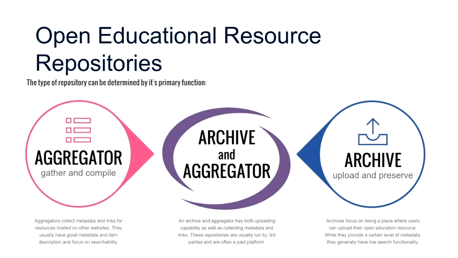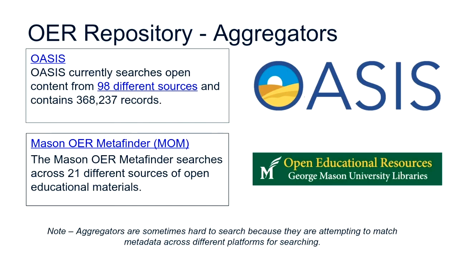Now, to show you just one example of this, or I mentioned two, but I will show you an example, and I'll do a search on one. One is an aggregator, the other one's an aggregator archive, but Oasis basically searches across 98 sources of open content. So basically, they're searching across those open textbook collections. They're searching across different open repositories in one search interface. Mason OER Finder actually does the same thing, searching across 21 different sources of open content.